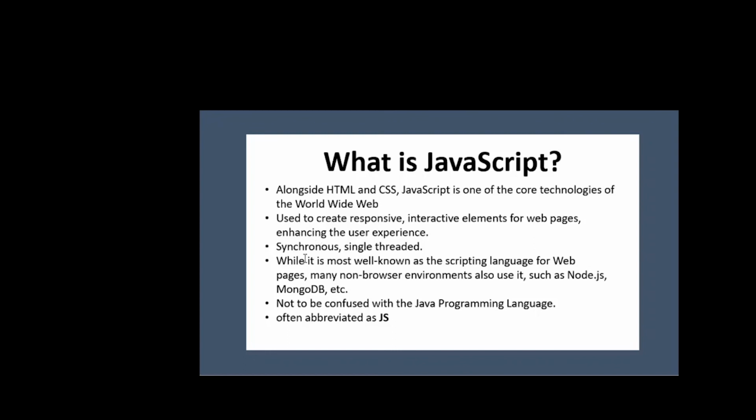JavaScript is synchronous and single-threaded. There's a lot of ambiguity on this online, so you guys definitely take some time to do your own research and look a little bit more into this. And while it is most well known as the scripting language for web pages, many non-browser environments also use it. So environments such as Node.js, or when you're working with the non-relational database MongoDB, etc. There's a couple different uses for JavaScript.